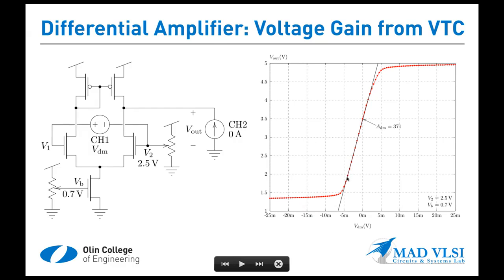And if we have enough points on this curve, we can approximate the slope of the tangent line by doing a straight line curve fit to this region, and we find the slope of this curve in the neighborhood of 0 as 371. So this was a bias level at 0.7 volts, which is just about at threshold in this particular case.